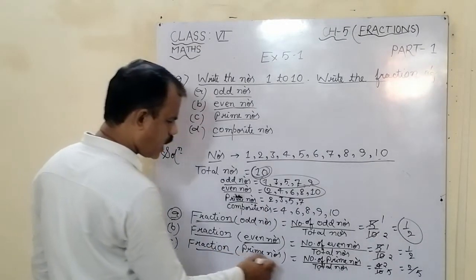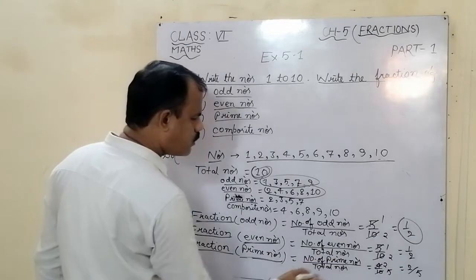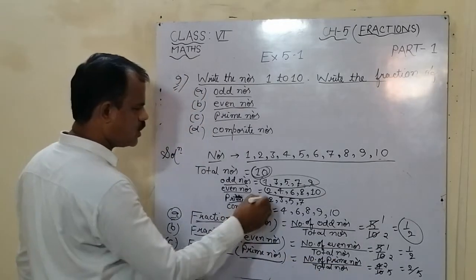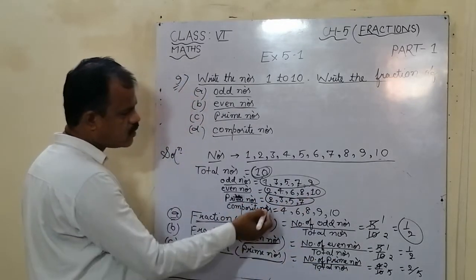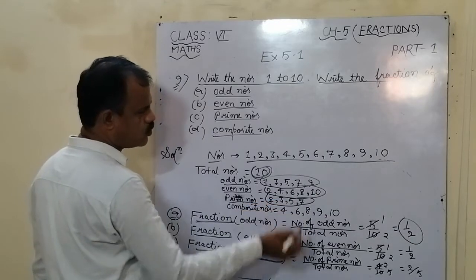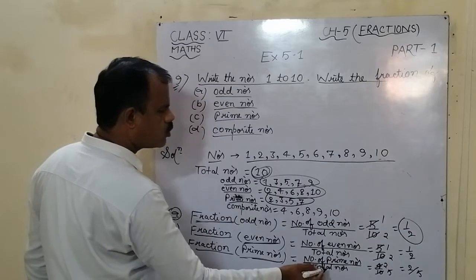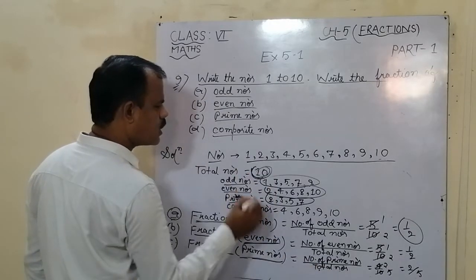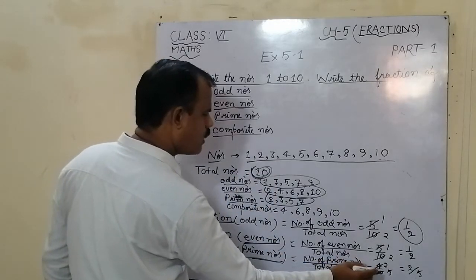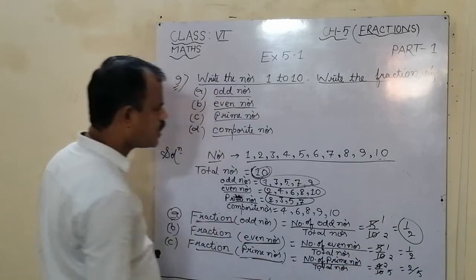Now fraction of prime numbers: number of prime numbers by total numbers. So see here student, how many prime numbers are there? 1, 2, 3, 4. So we write here 4, number of prime numbers, and total numbers. Total number is 10. So 4 by 10, 2 twos are 4, 2 fives are 10.